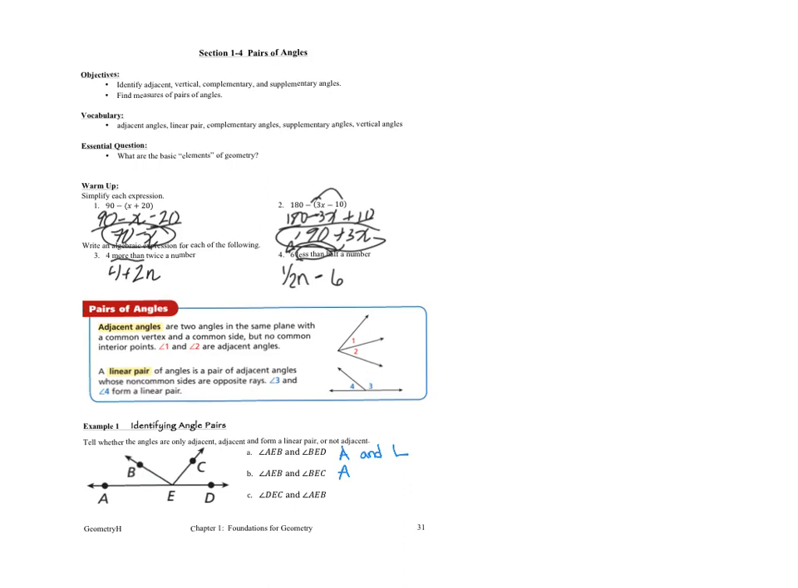Okay, and then example C. We've got angle DEC, I'll mark in red. DEC is this little one, because it goes D to E to C. And angle AEB, I'll mark in blue. Now these share a common vertex, but they do not share a common side. So they're not adjacent, and they're also not a linear pair. They're on this line, but they don't add up to 180. So this would be neither.